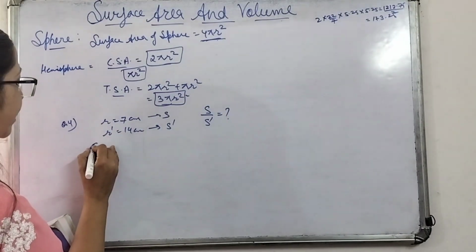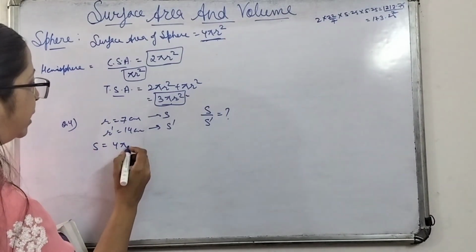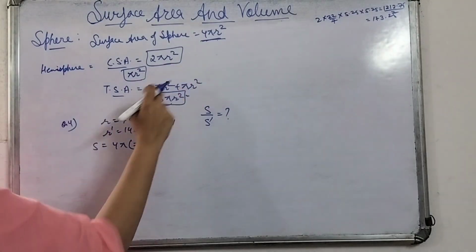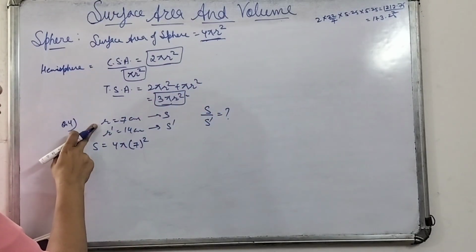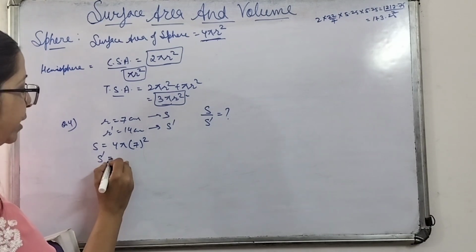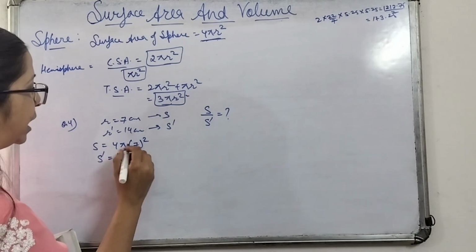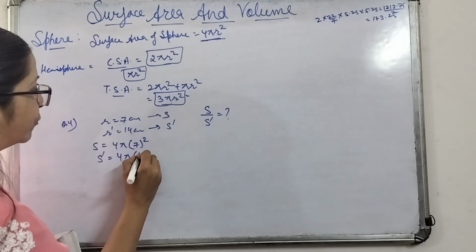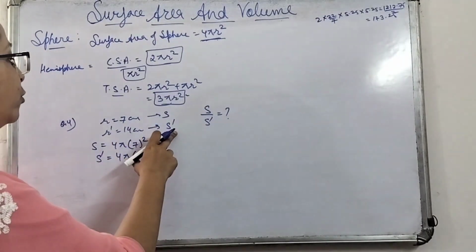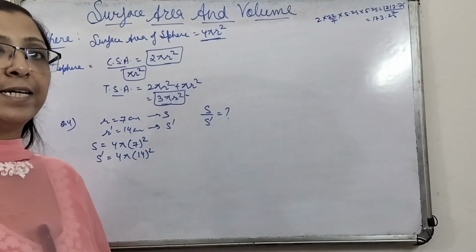So S will be your 4 pi R square. This will be your value of S, the surface area with respect to your radius 7 centimeter. And what will the value of S dash be? It will be 4 pi R, where R is your 14 square. This will be the surface area when your radius is 14 centimeter.